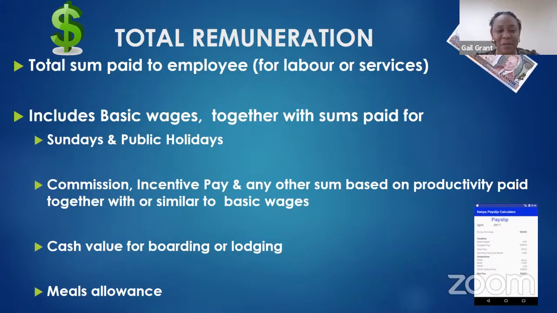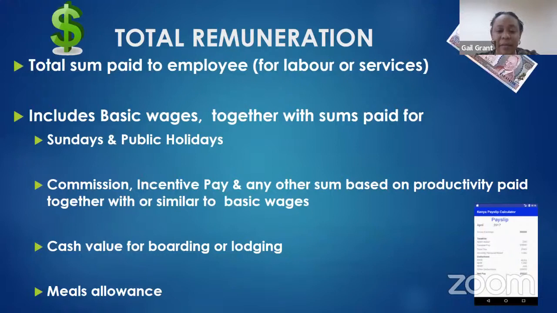So moving ahead, total remuneration. What is the total remuneration? It's the total sum paid to the employee, but it is the sum paid for their labor or their services. And it includes the basic wages. So the basic wages is, as was stated in the Statement of Employment Particulars, their rate of pay, the amount of hours they work for, that is the basic wages. But also included in the total remuneration, some employers pay separate for Sundays and public holidays. So those sums are included with the basic wages to form the total remuneration.